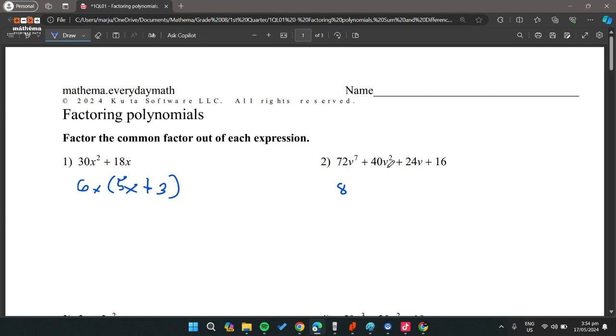We have v, v, v. But at the end, we don't have a v. So basically, we cannot factor out v. We will just use 8. And then 72v exponent 7, that is just what? 72 divided by 8, that's 9v exponent 7, plus 40 divided by 8, that's 5v squared, plus 3v plus 2. So this will be our answer. Alright, simple as that.